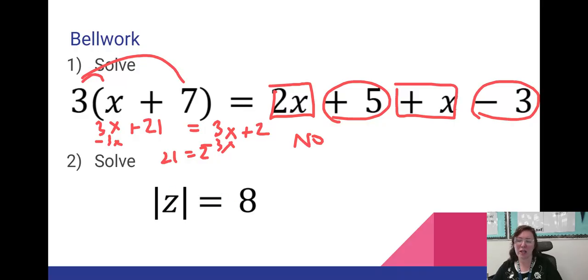Then it says solve the absolute value of z equals 8. Well, all that means is what can we put in here to make this true? Obviously we can put an 8 in there. The absolute value of 8 is 8. Absolute value means how far away from 0 is your number. 8 is 8 spaces from 0, but there's another one that's 8 spaces from 0, and that is also negative 8. So we could have the absolute value of negative 8, and it equals 8.